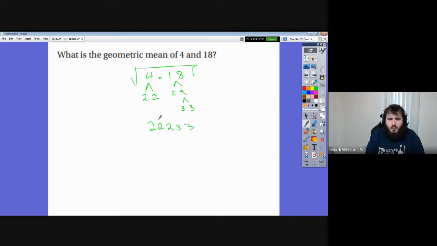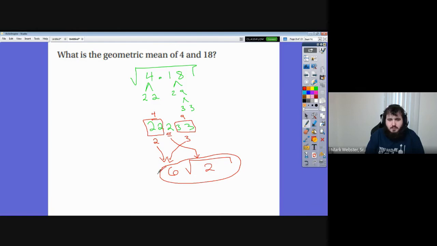We're going to make sure that we identify some pairs. 2 times 2 is 4. This is the perfect square. Square root of it is 2. Again, same thing here. 3 times 3 is 9. The square root of that is 3. And here we've got this lone 2 here that doesn't have a friend. And we're going to leave that lone 2 at home while everybody else goes out and plays. These guys come to the outside because we already took the square root. That square root is gone now. And there's our geometric mean. 6 times radical 2.